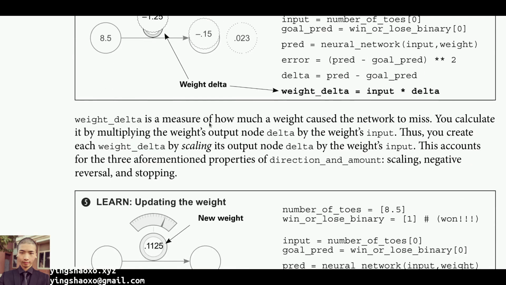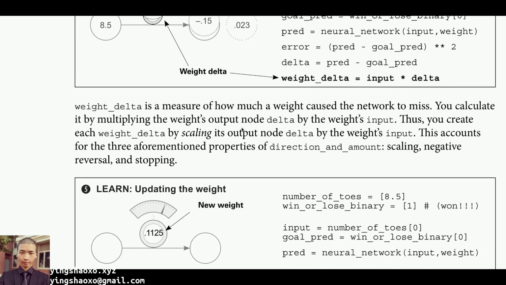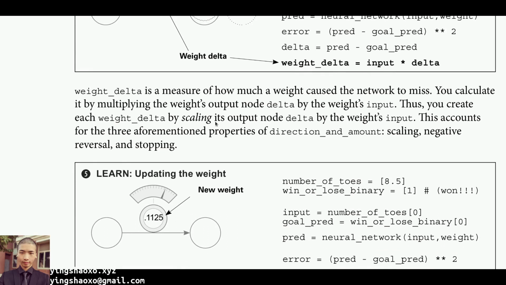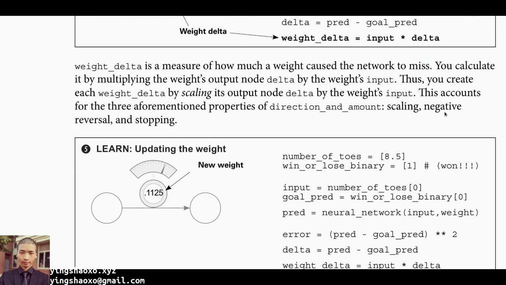The weight delta is a measure of how much a weight caused the network to miss. You calculate it by multiplying the weight's output node delta by the weight's input. Thus, you create each weight delta by scaling its output node delta by the weight's input. This accounts for the three aforementioned properties of direction and amount: scaling, negative reversal, and stopping.